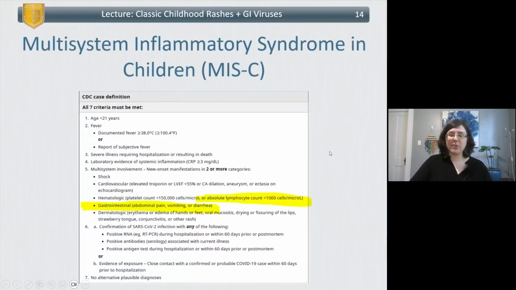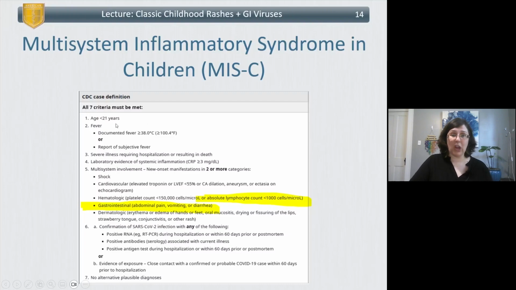Okay, so let's move on to a very similar syndrome that was a totally new development during the COVID-19 pandemic. A very scary one during that time. This was multisystem inflammatory syndrome in children, or MIS-C. So this is the CDC case definition for MIS-C, and it requires that all 7 of these criteria are met.